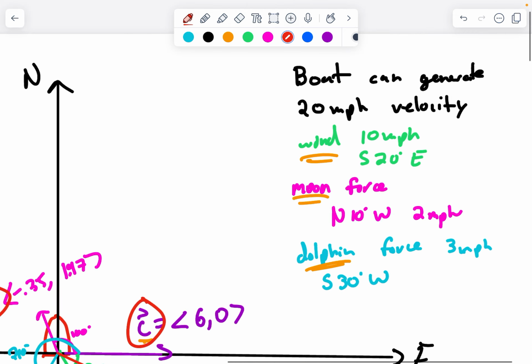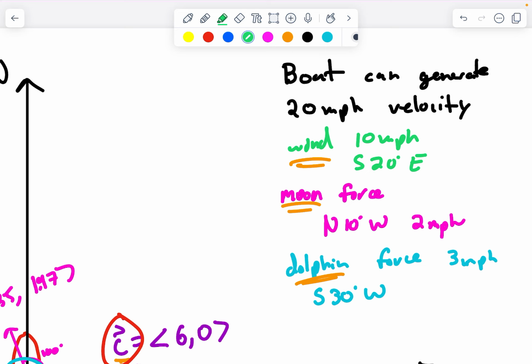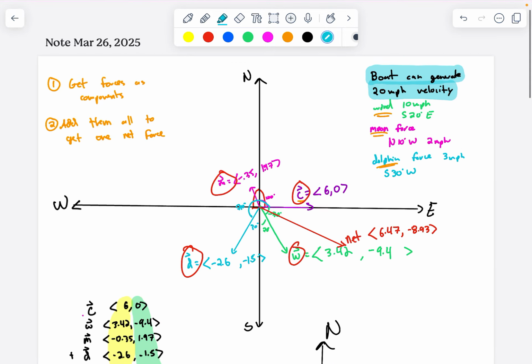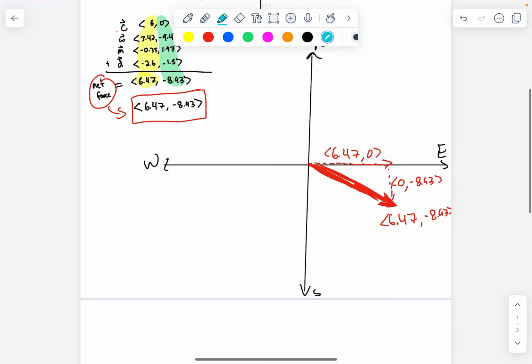Now, as the captain of this boat, and you are a boat captain, you can pick a direction to point your boat and drive 20 miles per hour with velocity in that direction. So, say you are to point your boat directly in the same way that the current and the moon and the wind is going, well, then you're just going to go way faster, right? You're going to get completely enhanced by all these environmental forces. Alternatively, if you point completely opposite to it, you're going to slow down a lot.